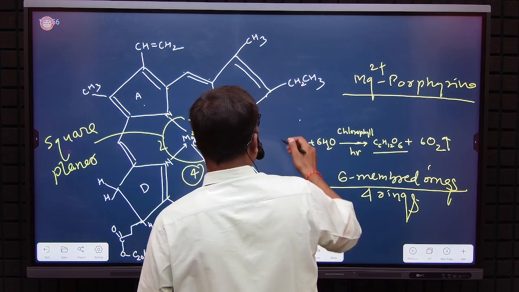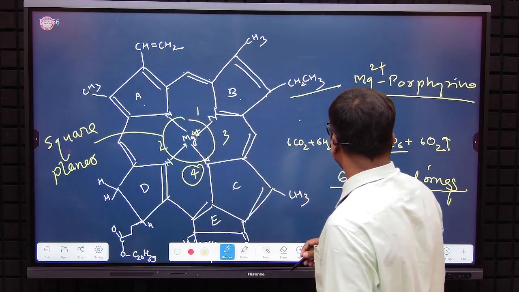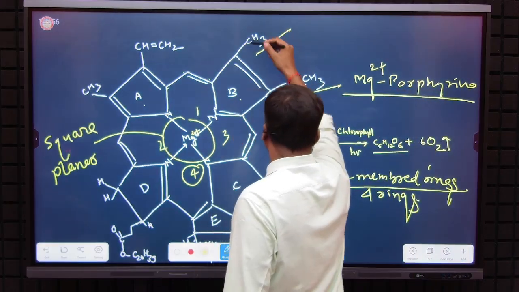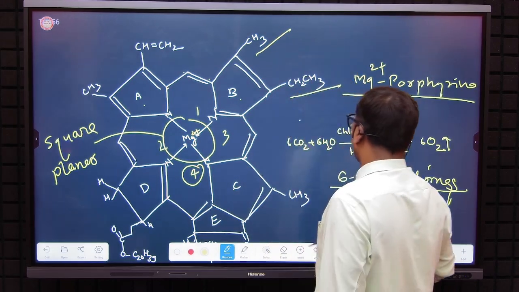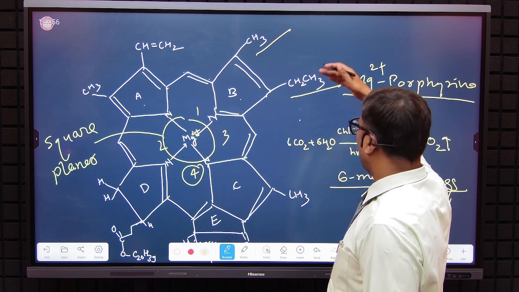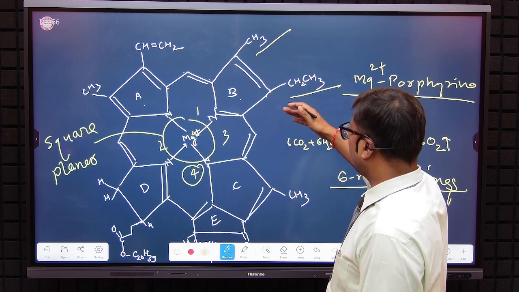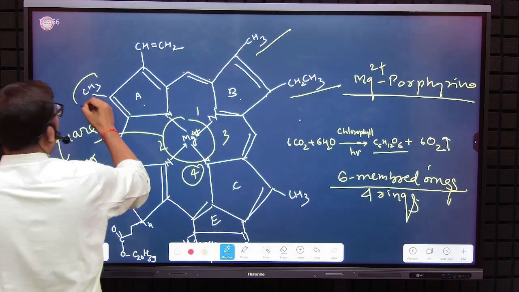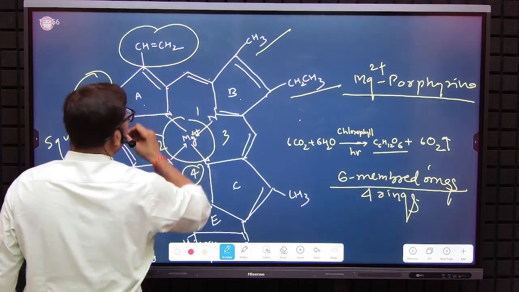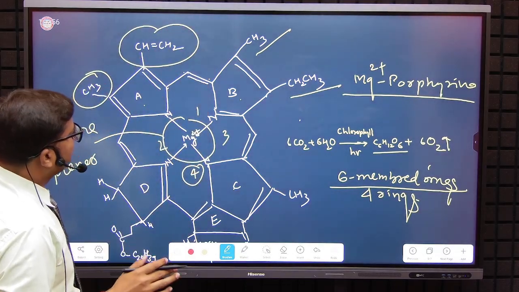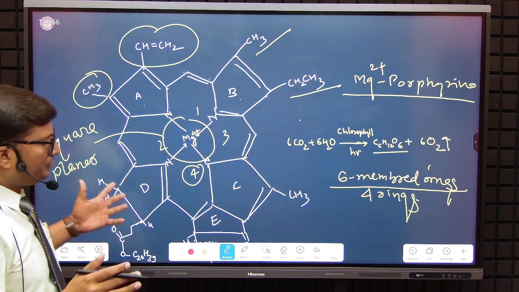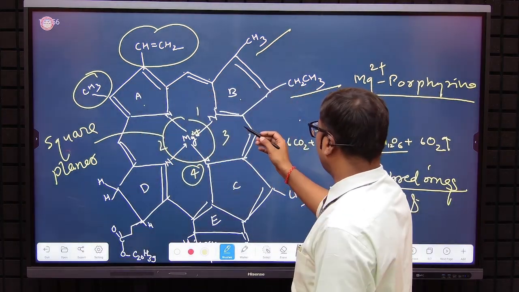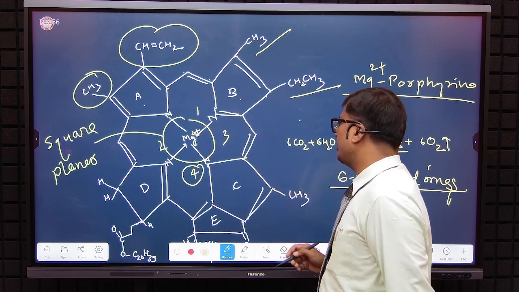So there are a large number of substituents, that is CH2, CH2, and these are also methyl groups. So they all act as donor substituents. They will push the electron density from the nitrogen centers towards magnesium 2 plus. So here all these centers work as activators of the electrons present on those particular donor centers.